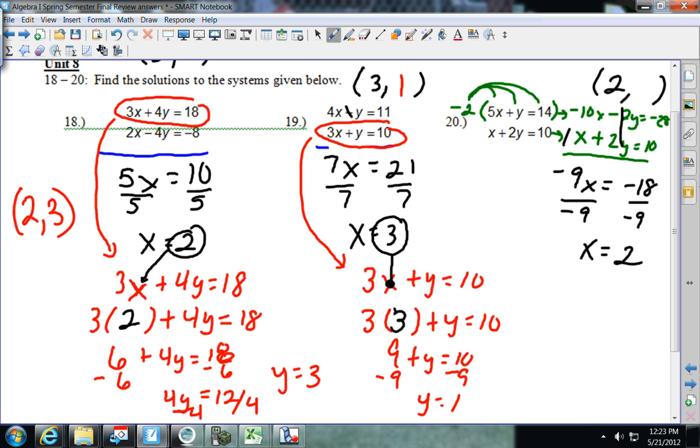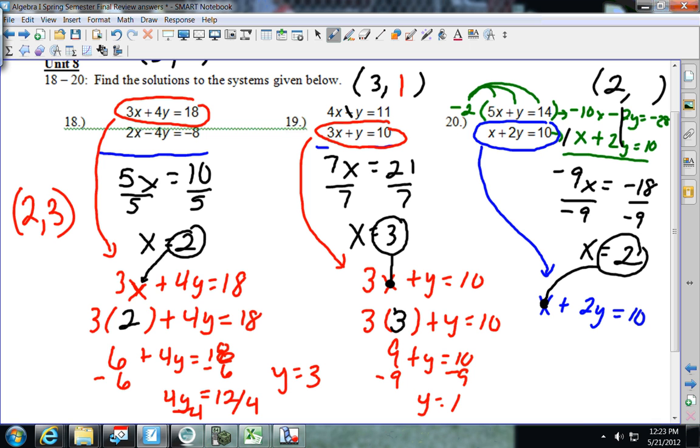So now I need to find my y. I'm going to take this bottom equation just for giggles. I'm just choosing one. X plus 2y equals 10. X is 2. Put it right in here for x. 2 plus 2y equals 10. Subtract 2 from each side. 2y equals 8. Divide by 2. Y is 4. So my solution is (2, 4).